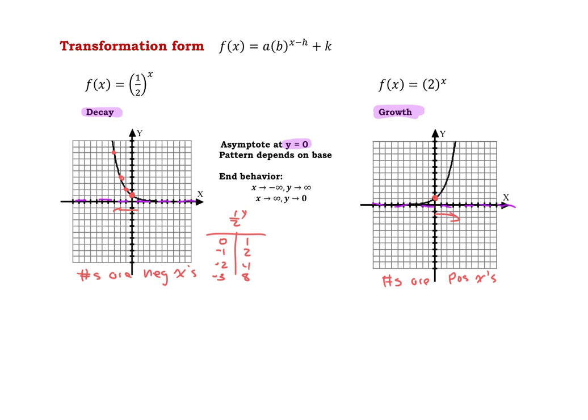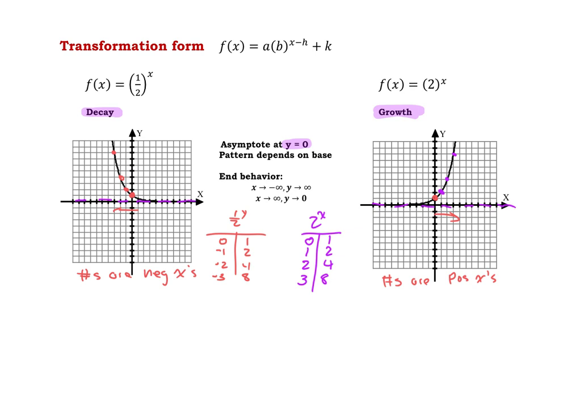That same pattern occurs when I do 2 to the x, except now I'm going to go to the right. I'm going to go 0, which is the 1, which is where I start. 2 to the first is 2. 2 to the second is 4. And 2 to the third is 8. So I just think if I have a decay, I'm going to go left. If I have a growth, I'm going to go right. And that is the pattern.